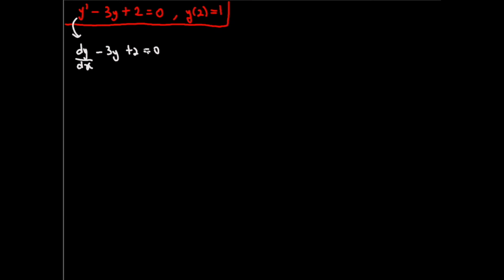So now I'm just going to move all these. I'm going to move this 2 to the right and multiply by dx. So I have dy minus 3y plus dy by dx minus 2. I get dy minus 3y.